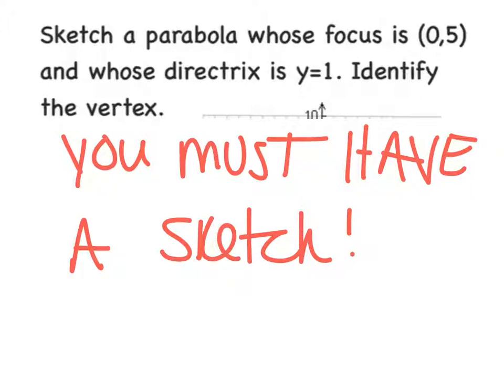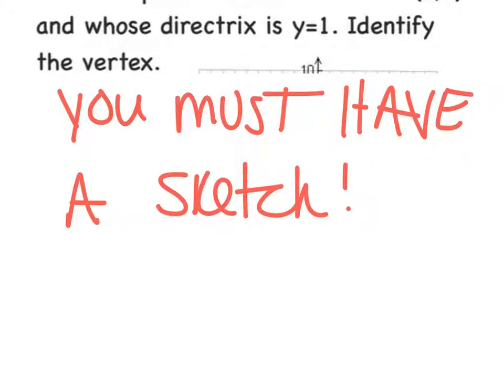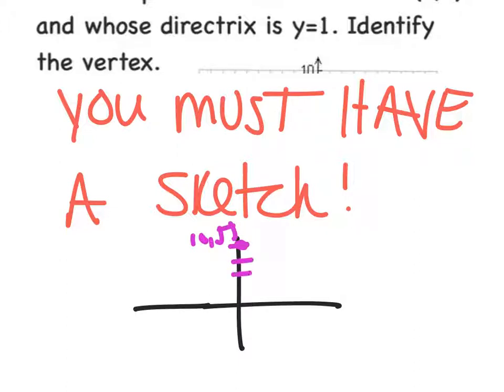So the first thing I'm going to do on the sketch is plot what I know. I have a focus at (0, 5), so again I'm going to make myself a quick x and y axes. And we'll plot (0, 5), so over 0, up 5. And the directrix is y equals 1, so I'll use another color and draw in y equals 1.